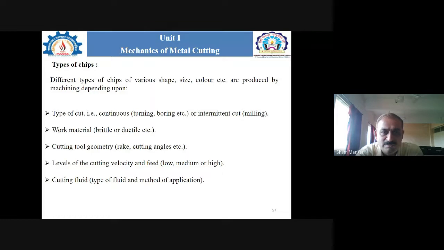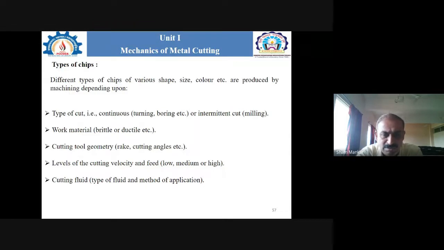There are mainly 5 important parameters on the basis of which we can observe different kinds of chips. The first one is what kind of cutting process it is, whether a continuous process or an intermittent cutting process. The second is the nature of the work material, which may be ductile or brittle in nature. Apart from that, the cutting tool geometry, which means the different types of angles involved in the single point cutting tool geometry.